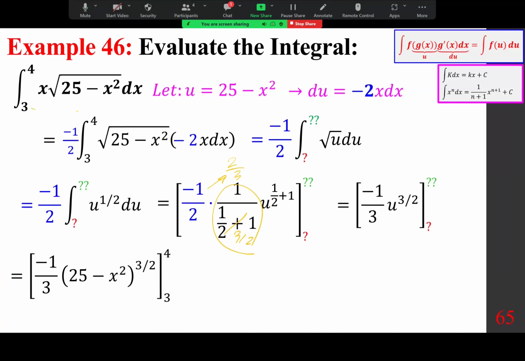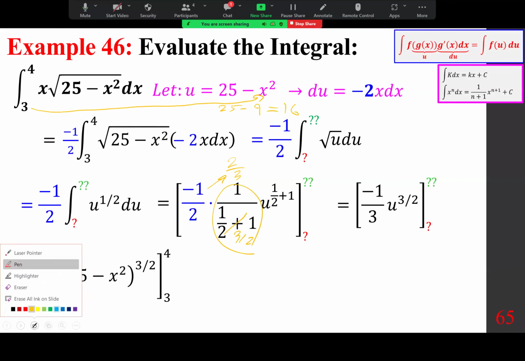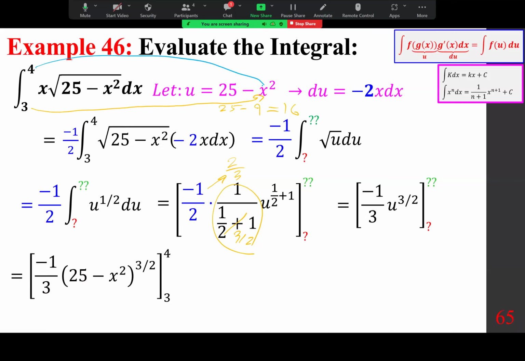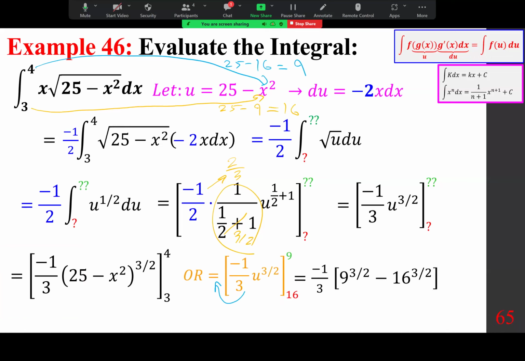However, I can put the lower limit in here. X squared becomes 9. 25 minus 9 is 16. I can put the upper limit here, x squared becomes 16, 25 minus 16 becomes 9, and now I'm in business. So I can use those limits. So I'm going to keep the negative 1/3 out, and I'm going to plug in 9 and 16 as follows.